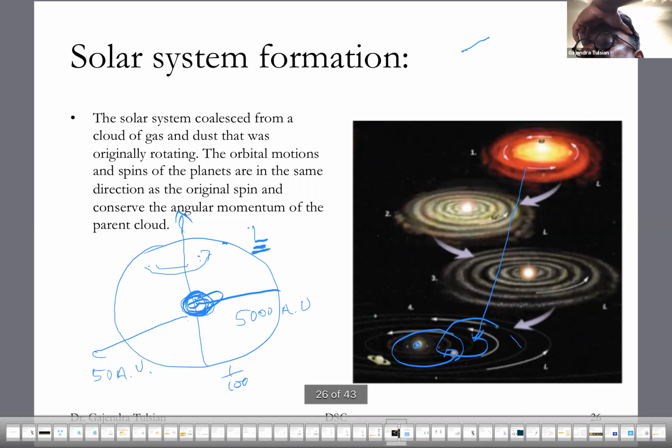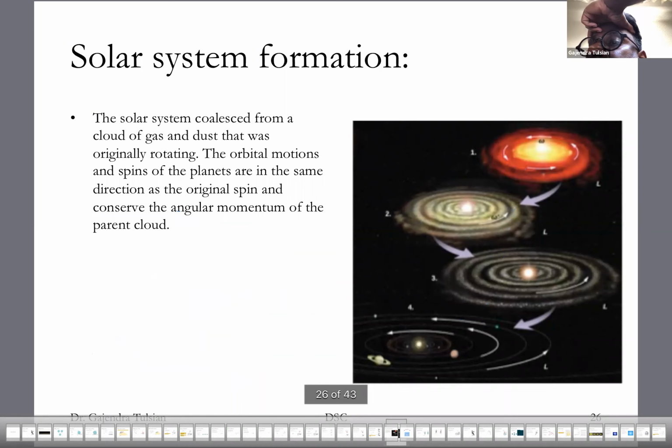So here's a spectacular example of conservation of angular momentum when there's no external torque acting on the system.